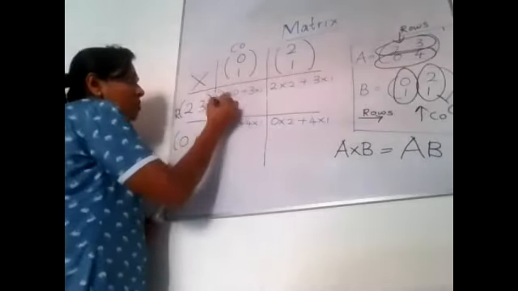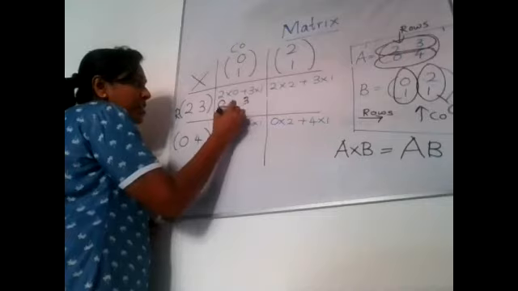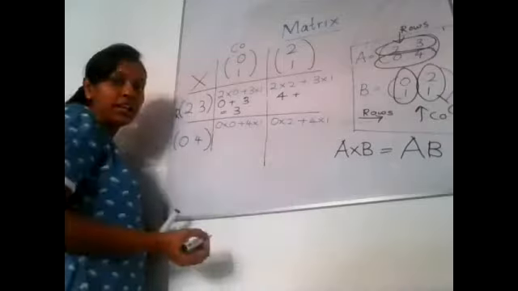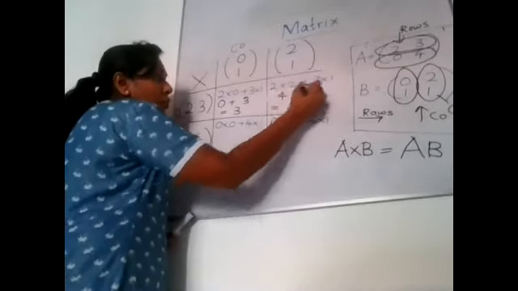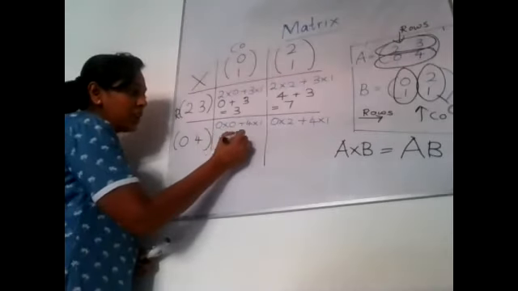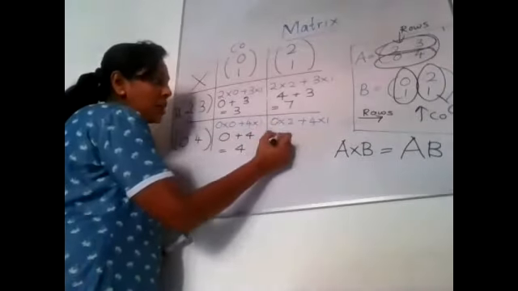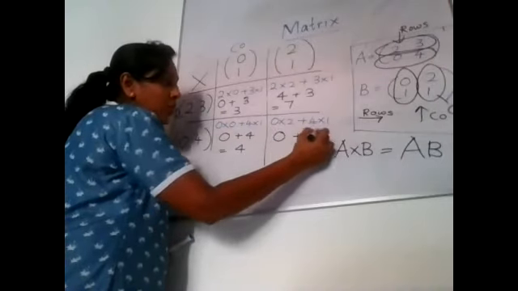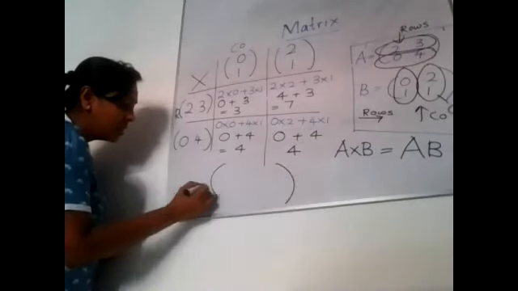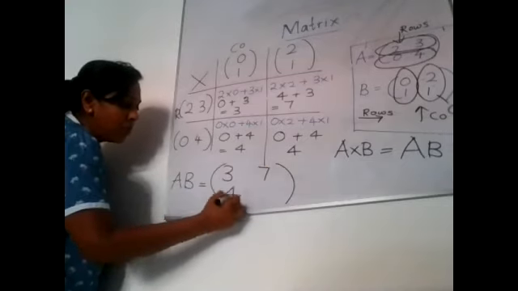Right. So then 2 times 0, it's 0. 3 times 1, it's 3. So 0 plus 3, it's 3, right? 2 times 2, it's 4. 3 times 1, it's 3. So 4 plus 3, it's 7. 0 times 0, it's 0. 4 times 1, it's 4. 0 plus 4, it's 4, right? The next one, 0 times 2, it's 0. 4 times 1, it's 4. 0 plus 4, it's 4. So then I can write my final answer for AB as this. 3, 7, 4, and 4.